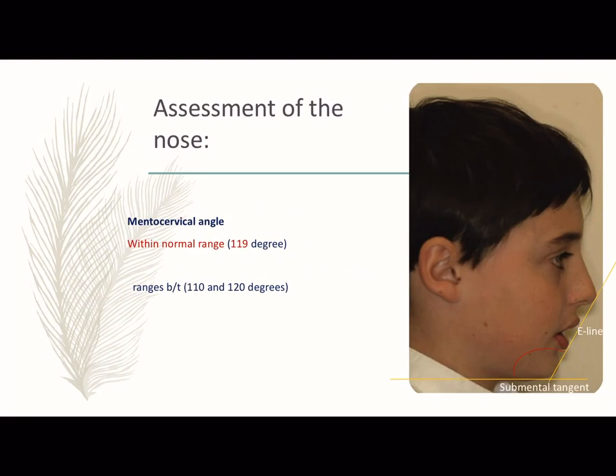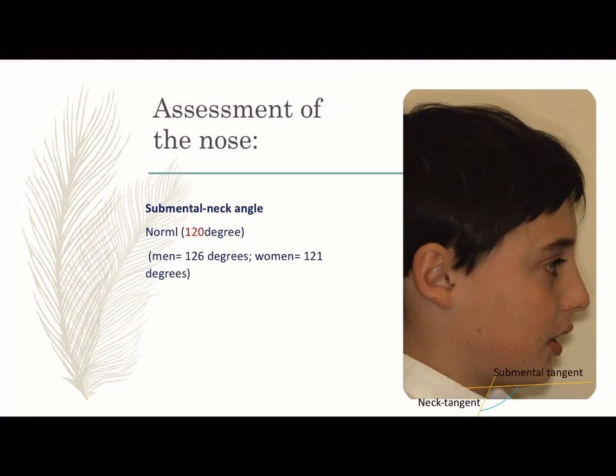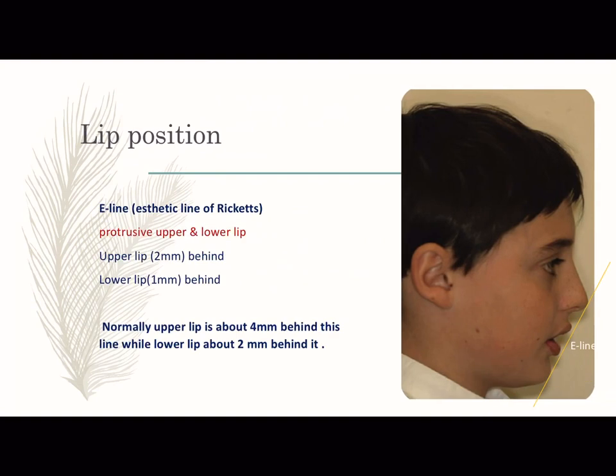Mentocervical angle, the angle formed between the E-line and the tangent of the submental area, here is 190, within normal. Submental neck angle for this patient is 120, below the average, which is because the patient is still growing. Lip position, E-line: draw the E-line from pogonion to pronasale. The upper lip is 2 mm behind, the lower lip 1 mm behind, which means the upper and lower lip are protrusive.